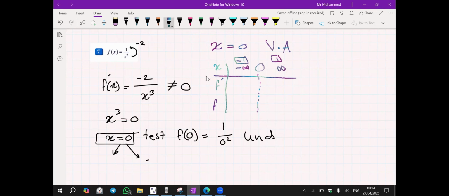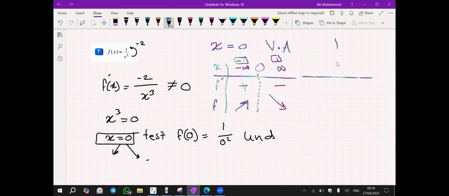If I put negative 1 here, I will have negative 2 over negative 1, because negative 1 power 3 is still negative 1. Then negative over negative will be positive. The function on the negative side is increasing, and the function on the positive side, if I put 1 here, this will be negative 2 over 1. That is negative. It's decreasing.